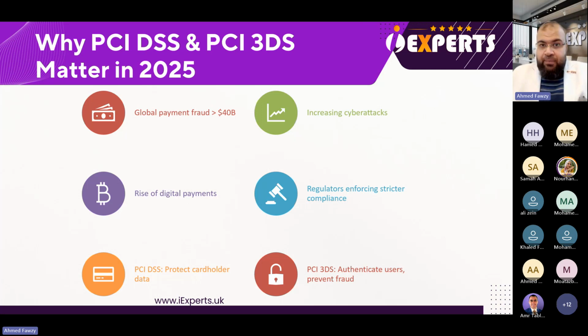Why we need both of them? Actually, what is moving us to have this PCI DSS and 3DS in place is the global payment fraud that costs us $40 billion. Also the increasing cyber attacks, the regulations that are requiring this, and day by day, especially in the world of fintech, the movement in all countries toward digital payments.